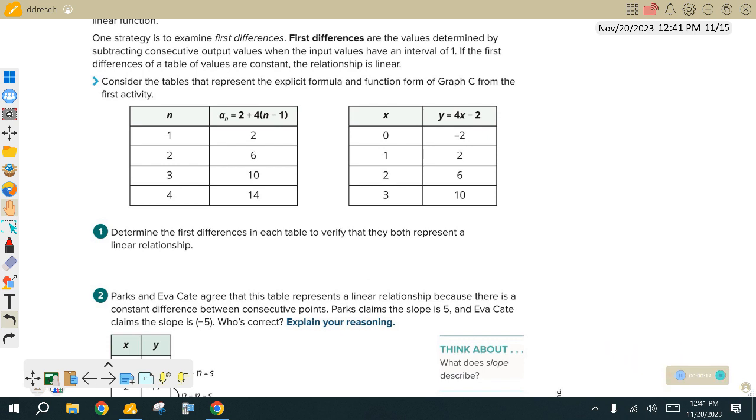Okay, so on page 198, I've got two tables. Now on these two tables, that left side, that's again what we call our input, our domain. On that right column, again, that's our output, our range. And I want us to identify on that right column, that first table here, how do you go from 2 to 6 to 10 to 14?